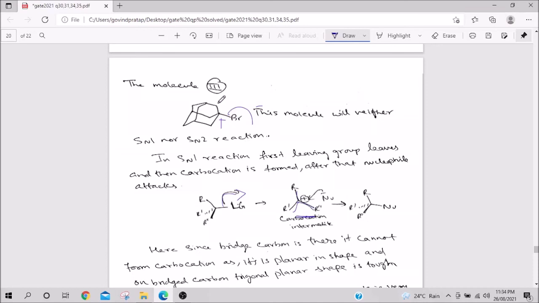Now when it is on a bridge, it is already distorted, a lot of stress is there. It cannot become trigonal planar, and therefore, if you are thinking one leaving group will leave and you get a carbocation, you are mistaken, this will not happen. So the SN1 reaction is definitely ruled out. The SN2 reaction is also ruled out.